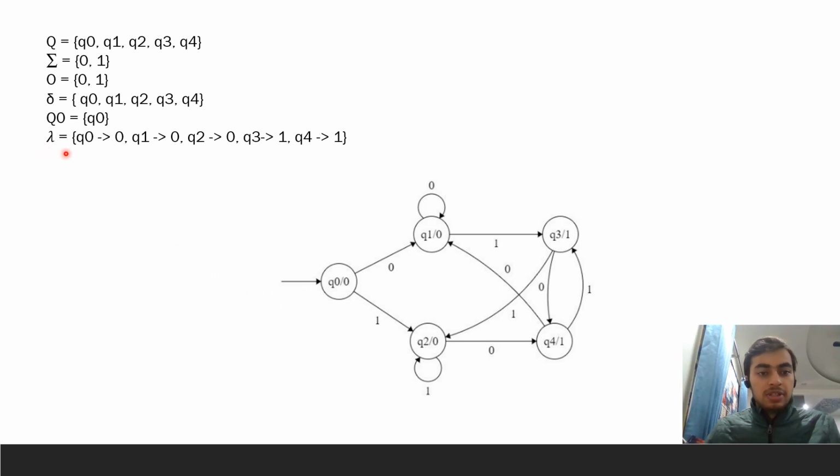Lambda is the transition function of output. This signifies what is the output at a particular state. We can see on Q0 the output is 0, on Q1 the output is 0, on Q2 the output is 0, on Q3 and Q4 the output is 1.